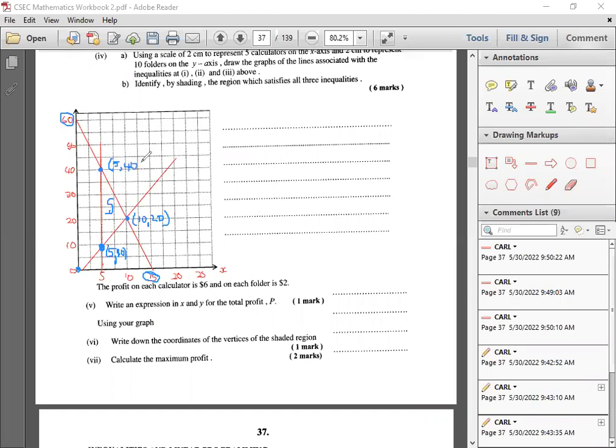Sir, the only part I don't really understand is the shading part. All right. The shading part is the area that is bounded by all the lines of your constraint. So you have 3 lines, where the constraint is that area that is bounded. So it's this area that is your shaded region. This area satisfies all 3 constraints. All right, that clears it up now?